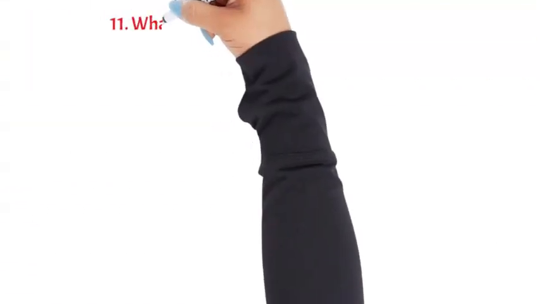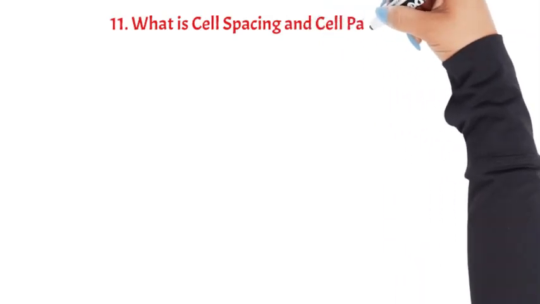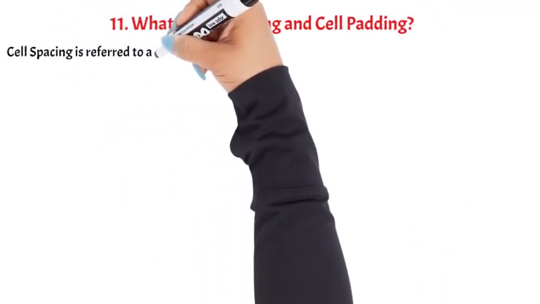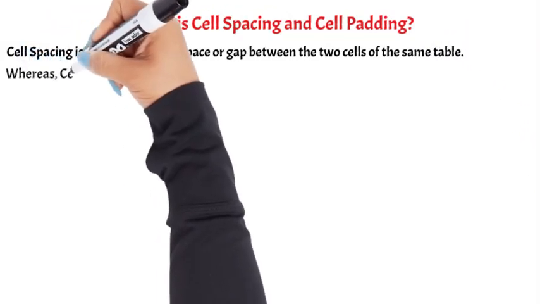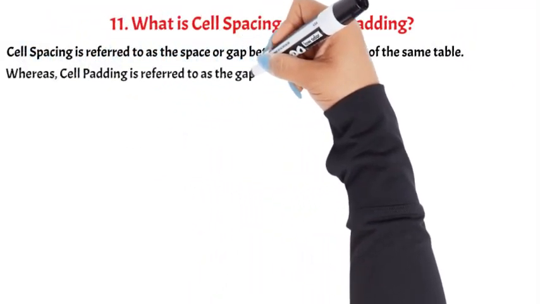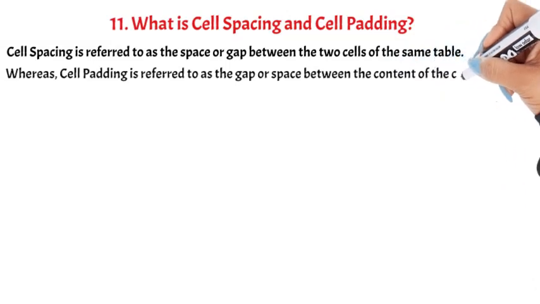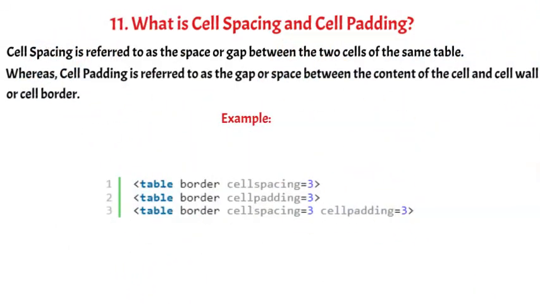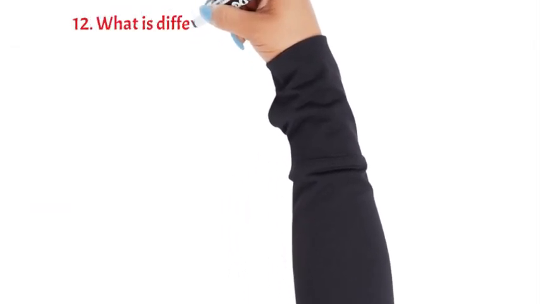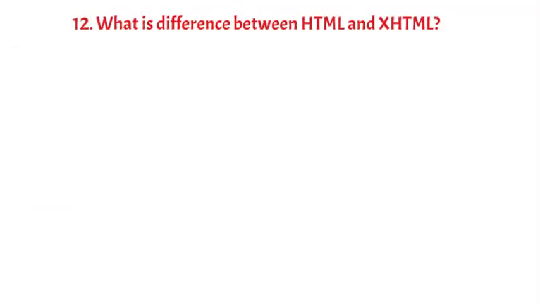11. What is cell spacing and cell padding? Cell spacing is the space or gap between two cells of the same table, whereas cell padding is the gap or space between the content of the cell and the cell wall or cell border. Example.